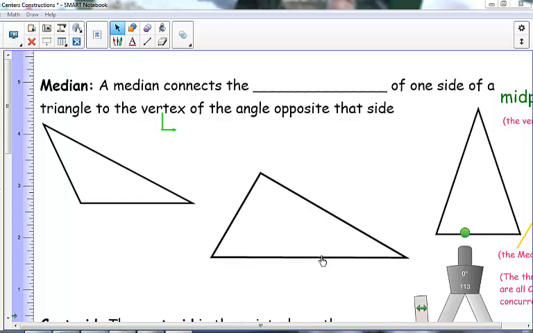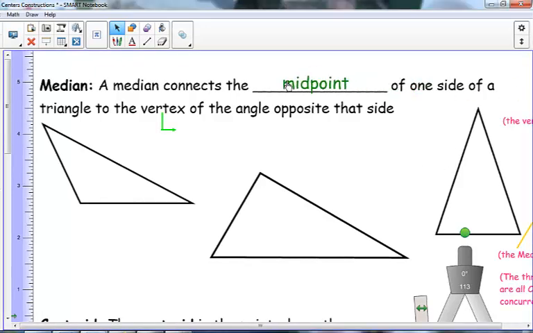In this video, we're going to take a look at the median of a triangle. A median connects the midpoint of one side of a triangle to the vertex of the angle opposite the triangle. So we're going to find the midpoint of a side, and we're going to connect that to the vertex of the angle opposite it. Remember, the vertex of an angle is the very center of an angle. So that right smallest point right there.